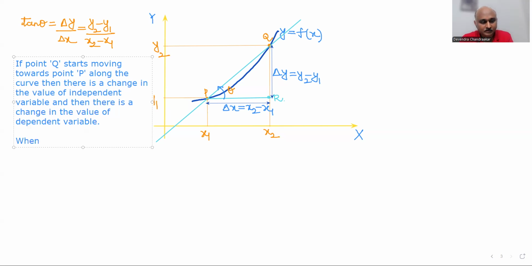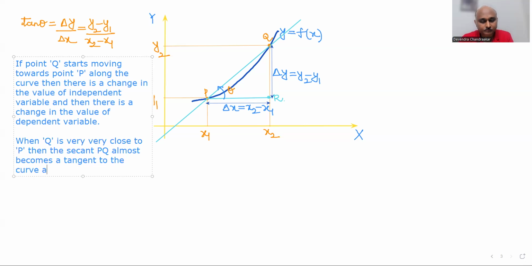When Q is very, very close to P, then the secant PQ almost becomes a tangent to the curve at P. I'll show you how it becomes. Just pay attention.